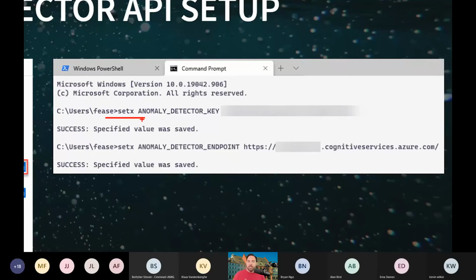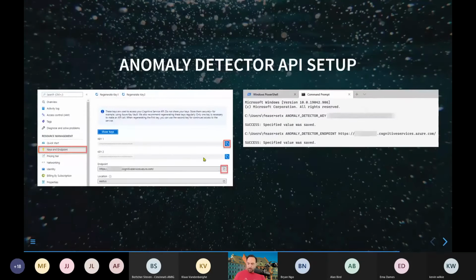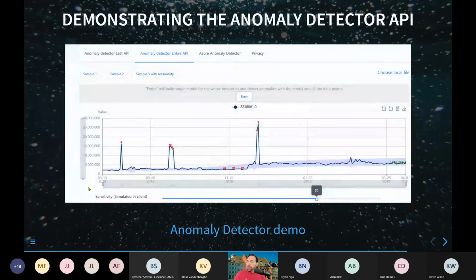use setX to set an environment variable. And I give it a name, and I give it a blurred out value. So setX, environment variable name, environment variable value. Then you can use the Anomaly Detector API.